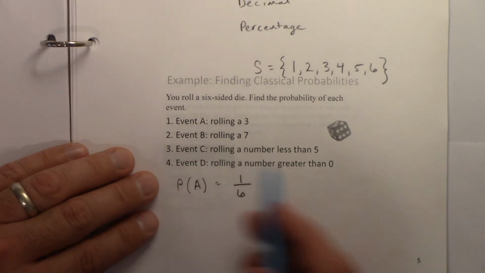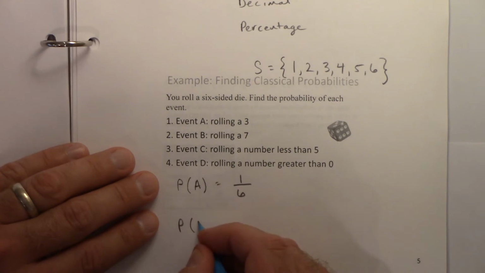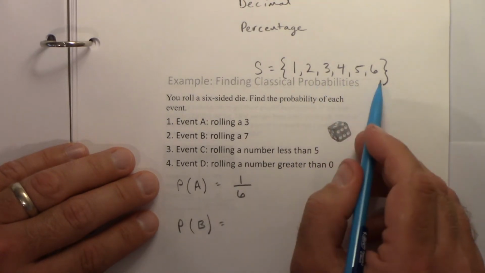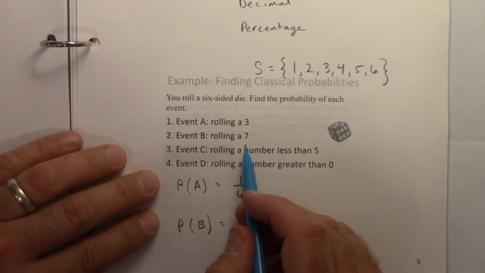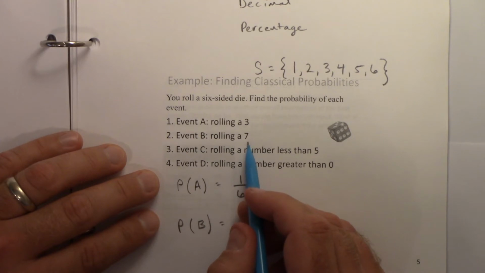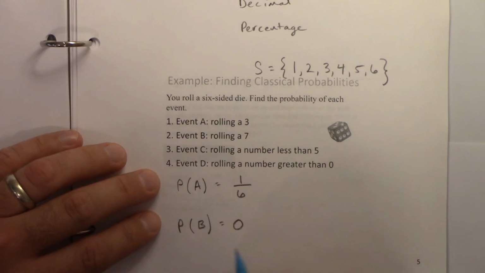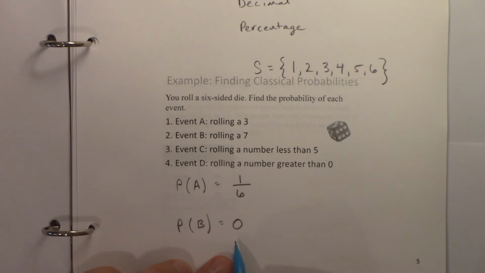For the second one, event B says, what's the probability of rolling a 7? Well, notice that's not possible given this sample space. The number only goes up as high as 6. Now, anytime you're asked for a probability for an event that's impossible, there's still a probability. It's just always 0. So make sure you realize in probability, there's no such thing as a trick question. If they ask you something that cannot possibly happen, the probability is simply 0.